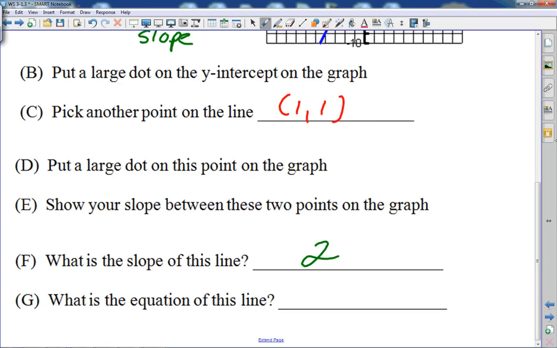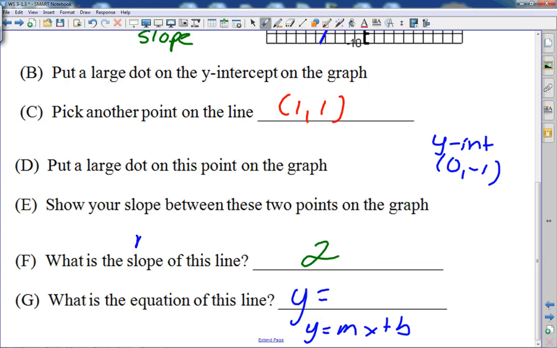Now the equation of the line, remember we said the y-intercept was 0, -1. So my equation is y equals, remember we have y equals mx plus b. M is the slope, b is the y-intercept. So I have y equals 2x minus 1.